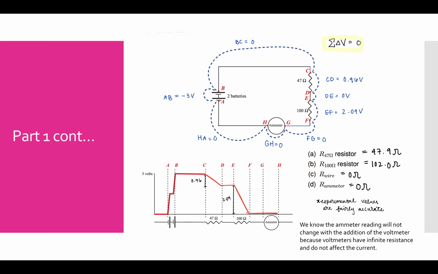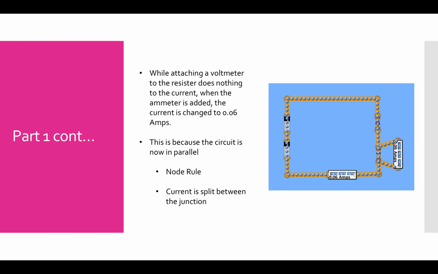So we know that the ammeter reading will not change with the addition of a voltmeter because voltmeters have infinite resistance, which means that they don't affect the current. So we were able to go around and read all of these different charges with the voltmeter, knowing that it wasn't affecting anything.